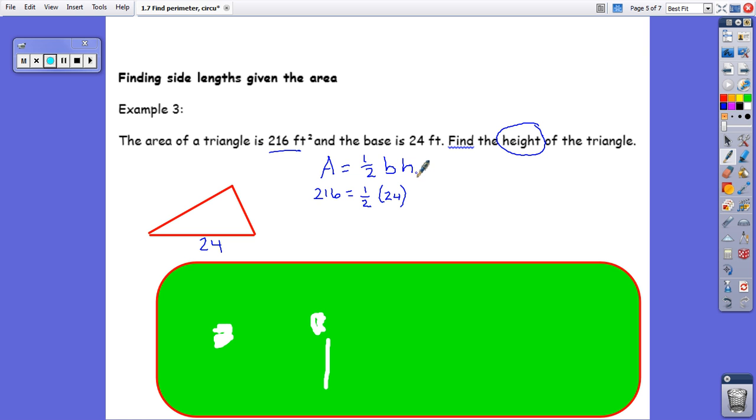And the height is what we're looking for, so we're just going to write h. Basically, you have an equation here, and you have one variable in that equation you're looking for. So we're just solving for h.